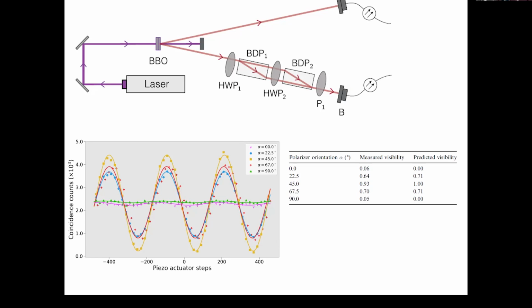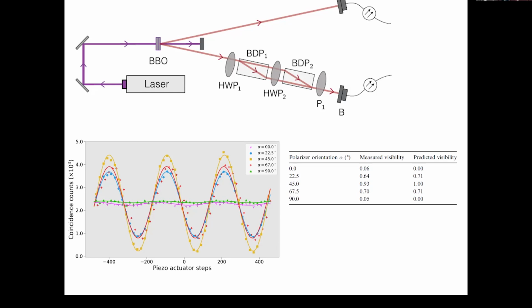And then I would like to change the phase between these two paths. How do I do that? I put one of the beam displacing prisms on a rotation stage and tilt that rotation stage along the vertical axis in the horizontal plane, with a piezo actuator. And I plot the number of coincidence photons received versus the piezo actuator steps, and I place a polarizer at the end for erasure purposes.